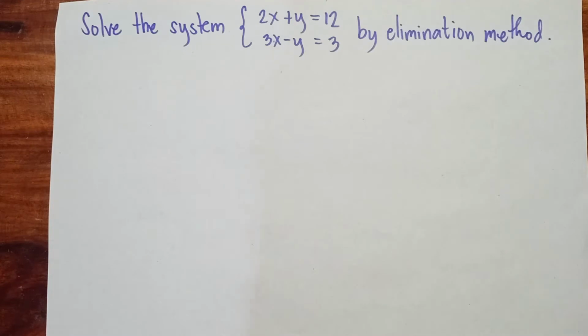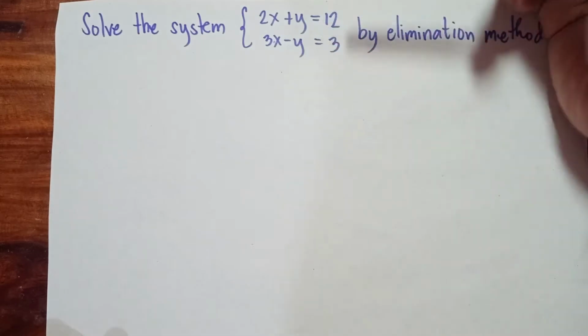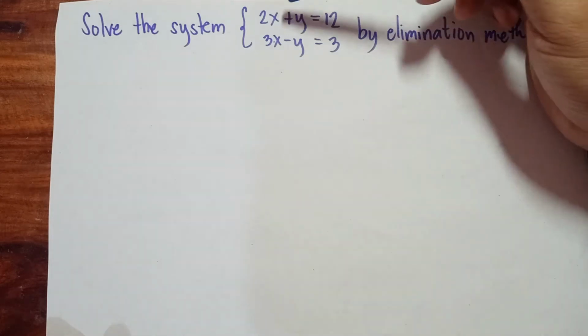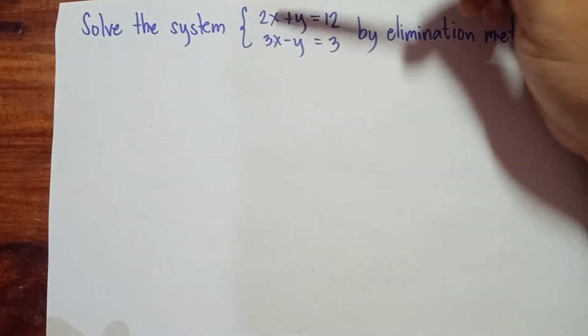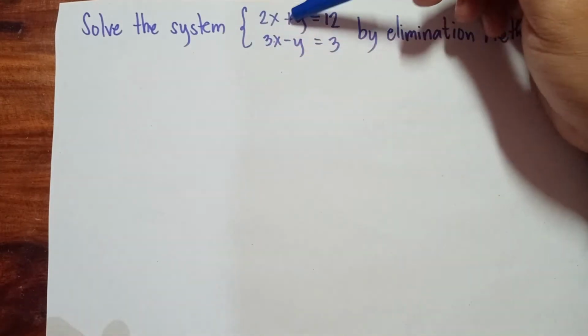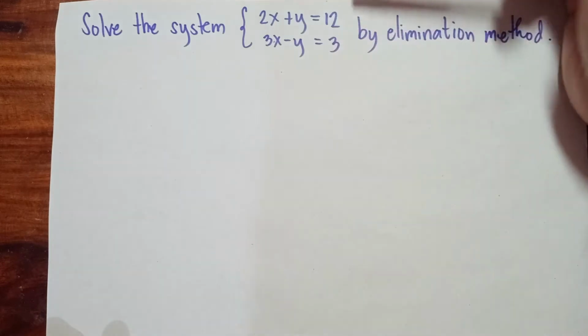So yung first step mga boss is, whenever necessary, you are going to rewrite both equations in standard form or in the form of ax plus by equals c. Okay? So i-check muna natin mga boss if the given equations naka-standard form. So dapat nasa form siya na ax plus by equals c. So in this particular example mga boss, yung 2x plus y equals 12 ay naka-standard form na mga boss.